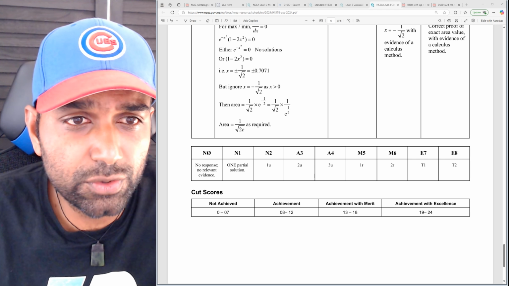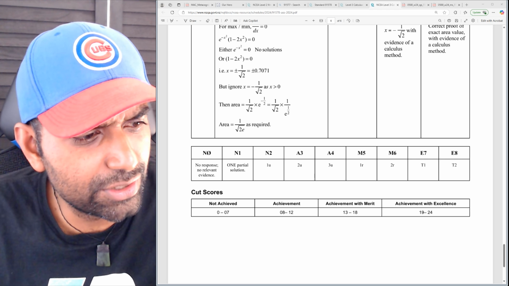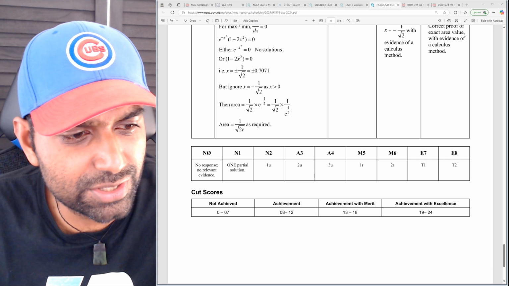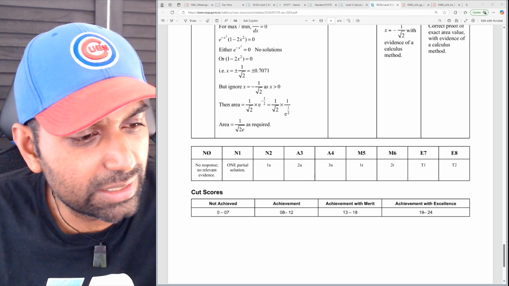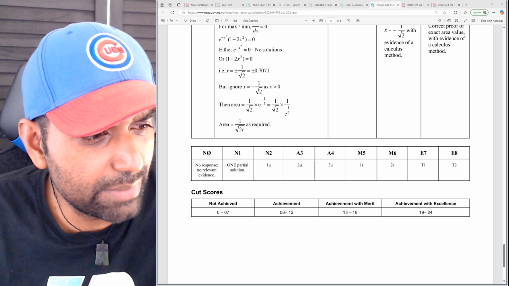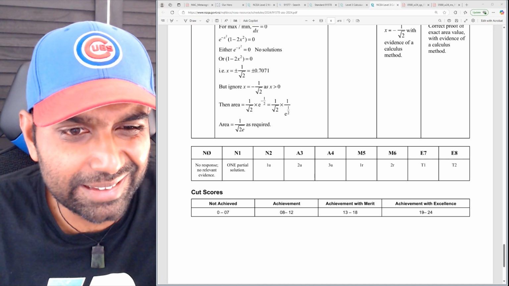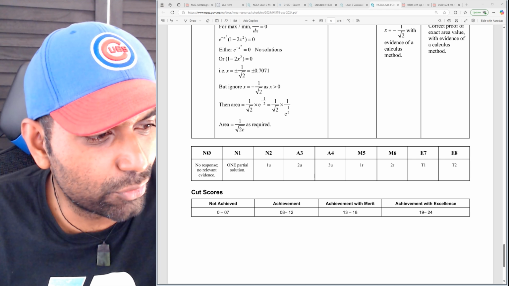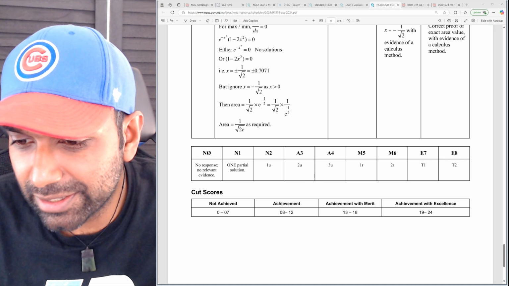Just having a very quick look at cut scores. And again, it seems like they were very generous last year with the exam papers because the Excellence was actually a 19. Usually I see 20 and 21, but 19 is very kind. And even a Merit at 13 is actually pretty kind, I would say. But I guess that's because they've got so many product rules this time. Anyway, that's your marking schedule there.